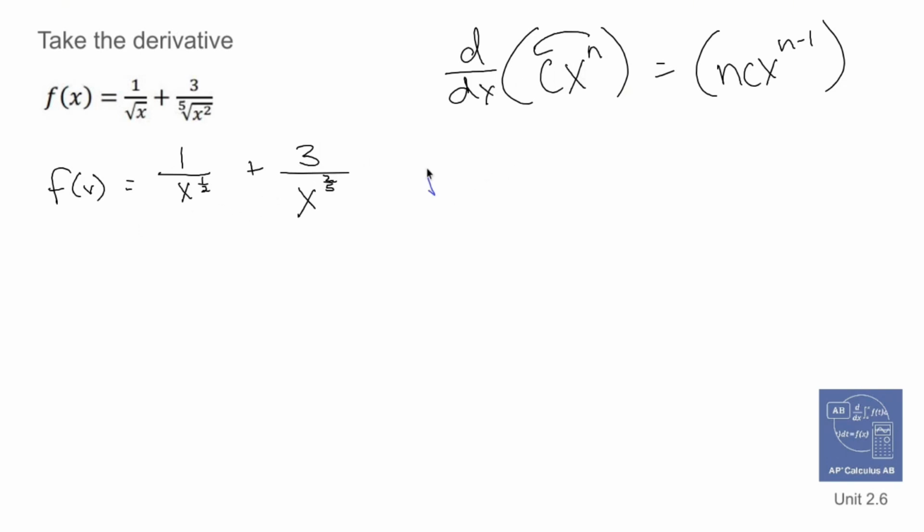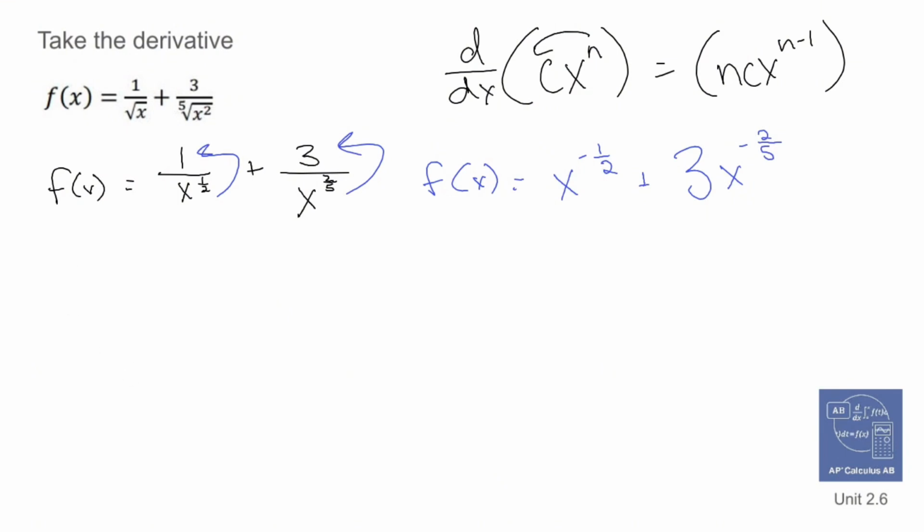Well, let's write this out as f of x equals, bring both of you upstairs and make the exponents negative. So 1 over x to the 1/2 is going to be x to the negative 1/2, plus 3 over x to the 2/5 is going to be 3x to the negative 2/5, like so. Now I can take the derivative.